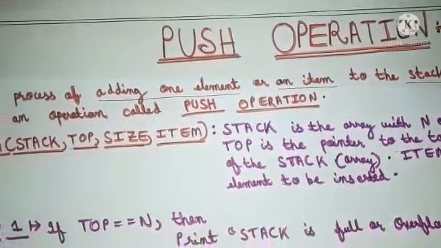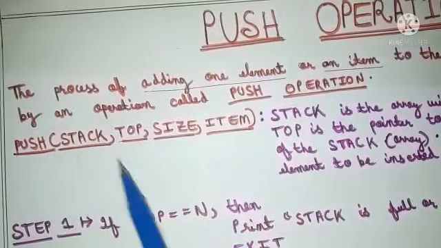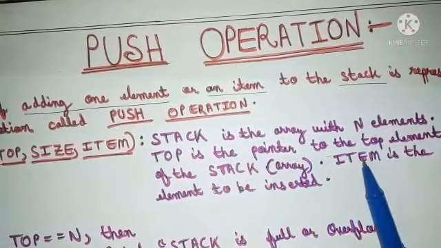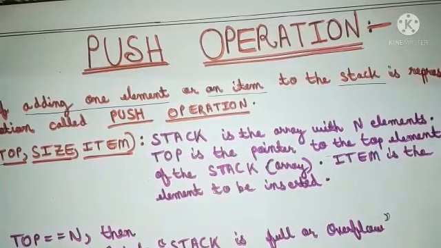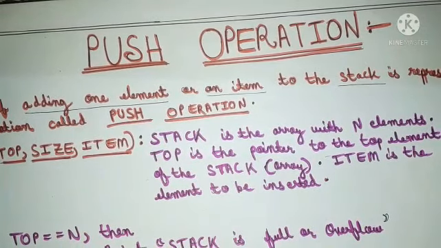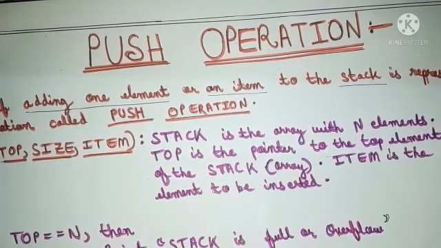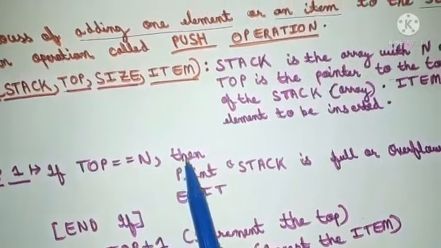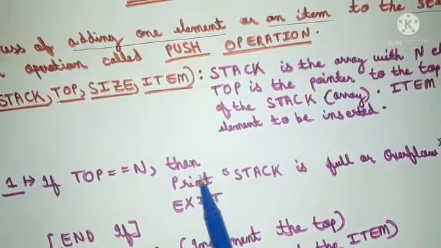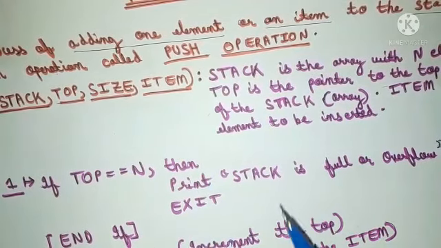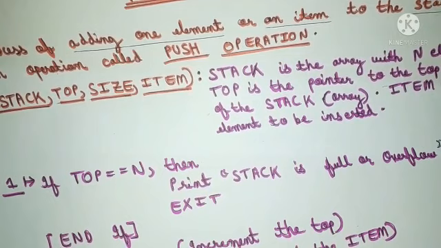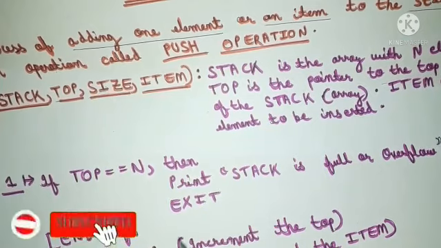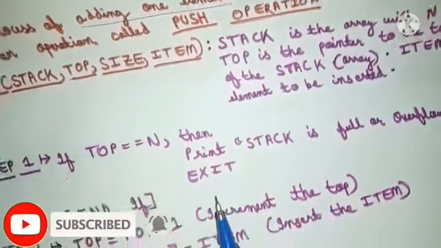So here I have written the algorithm for the push operation. See, push stack top size item. Stack is the array with n elements, and top is the pointer to the top element of the stack. Item is the element which has to be inserted. First of all, with the statement if top equals n, it will check whether the stack is full or not. If the stack is full and still we want to insert more elements into the stack, then it will give us the overflow condition. But if the stack is not full, then the other statements will be executed.